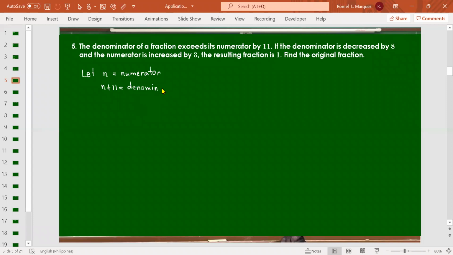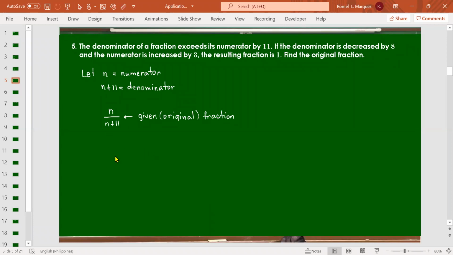Am I correct, guys? Again, the denominator of a fraction exceeds its numerator by 11, meaning the denominator is greater than the numerator by 11. So what is my fraction? n over n plus 11. This is my fraction. This is the given fraction or original fraction. But still unknown. We do not know yet.